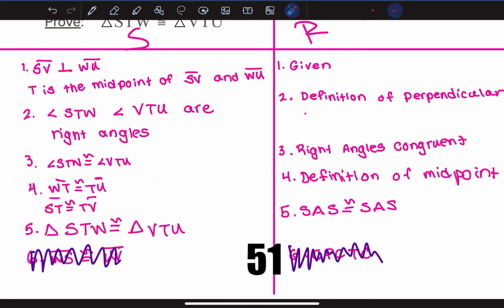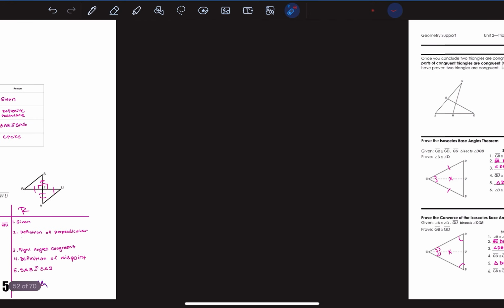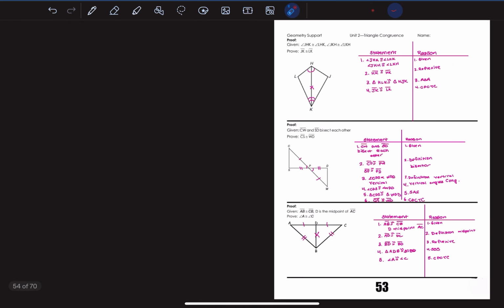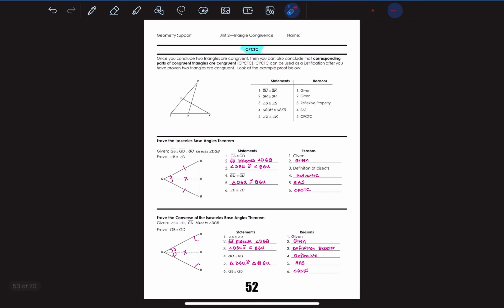Midpoint gives us the sides. Side, angle, side gives us the triangles. I think the next page I gave you for homework. Yeah, the next page is homework, so I can do this one with you guys.